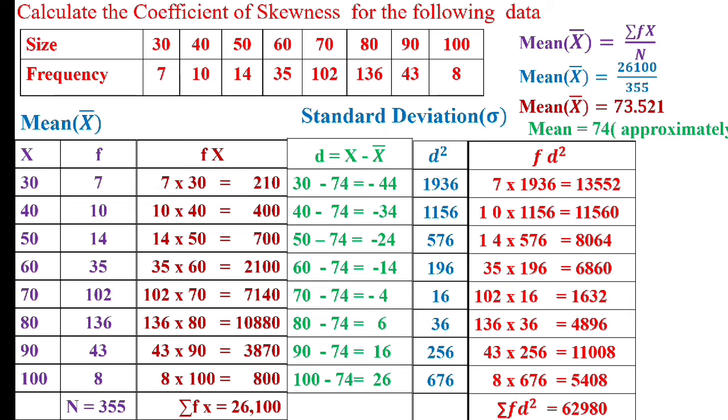Total of f d square values: 13,552 plus 11,560 plus 8,064 plus 6,860 plus 1,632 plus 4,896 plus 11,008 plus 5,408. Altogether, if we total, we get 62,980.